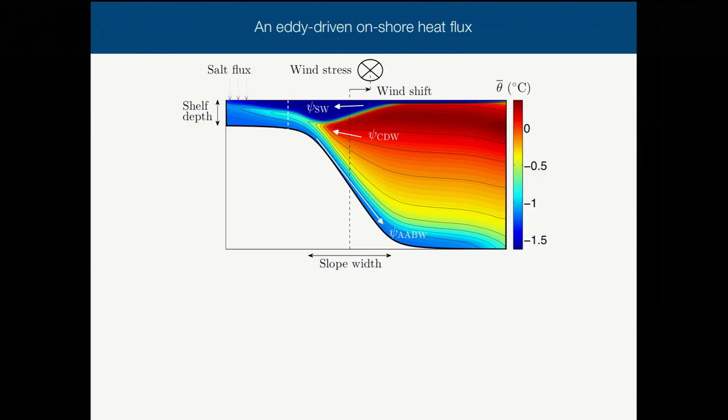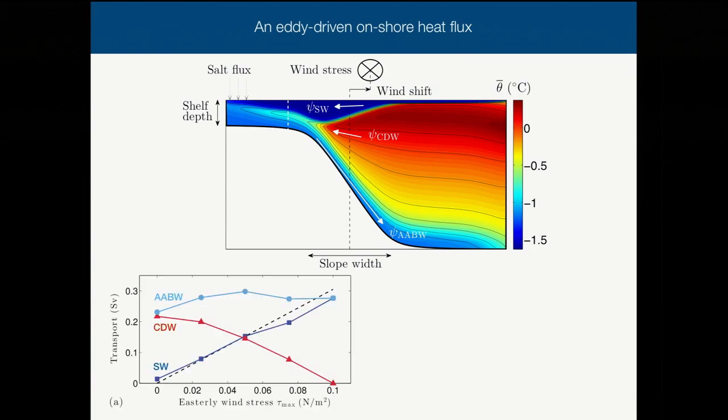And then there are a number of parameters you can change: strength of the wind stress, the position, how wide the slope is. And I just want to show you two different sets of simulations. The first one is very simply changing the strength of the easterly winds that are applied here at the shelf break. And what you have on the y-axis here is the transport either on or off the shelf. And so what you find is as you increase the wind stress, that surface water transport just increases linearly.